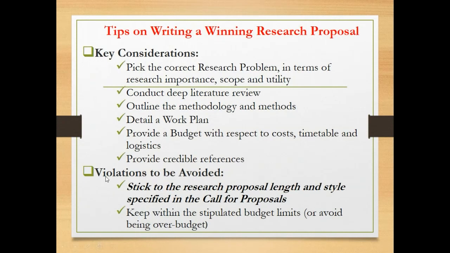There are tips on writing a winning research proposal. So this you can read on your own. First of all, you need to pick the correct problem and then conduct a deep literature review. Then outline your methodology and methods clearly, and then detail a work plan. A work plan will always provide you a good budget. And then credible references. Credible references should not be more than 5 to 10 years old at the time of submission.